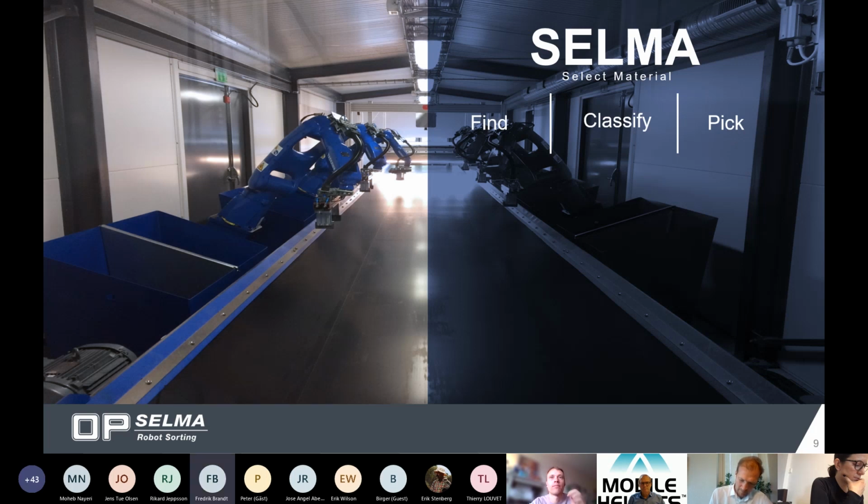The unit SELMA itself has 3 tasks to do. When material hits the conveyor belt, we want to locate the material, we want to classify the material, and we want to pick the material from the waste stream. So we have divided it into these 3 groups.